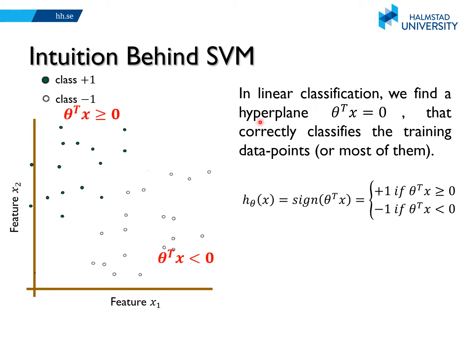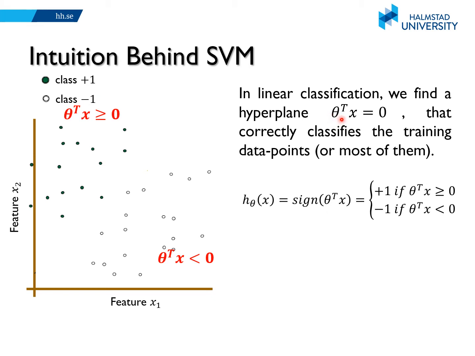So the equation of our hyperplane, or our linear classifier, is theta transpose x equals 0. And our hypothesis function, h of x, equals the sign of theta transpose x. So for a given x, if theta transpose x is positive, then we predict the class +1. And if theta transpose x is negative, then we predict the class -1.